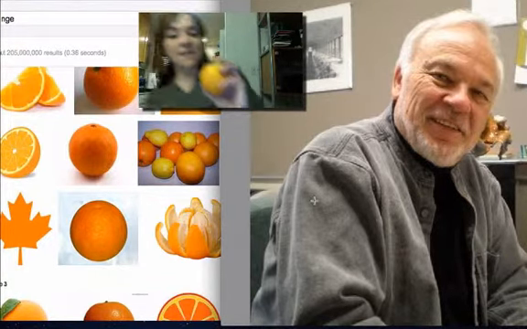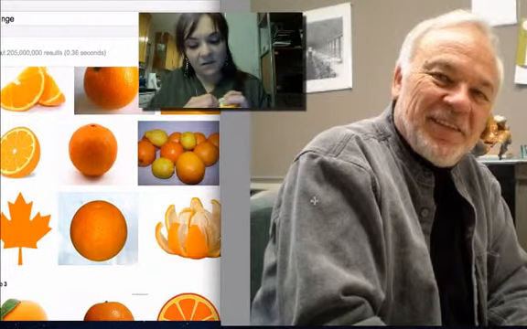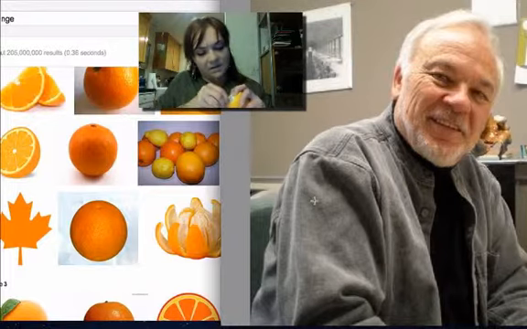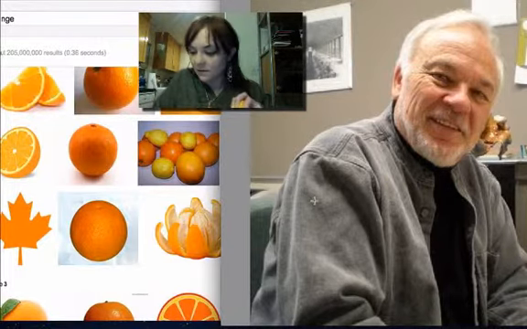How many segments? How is it held together? What is this second membrane? What is this centerpiece for? Where are the seeds?